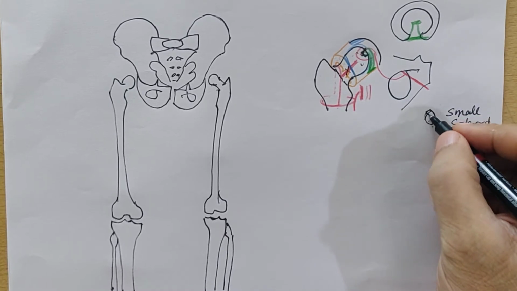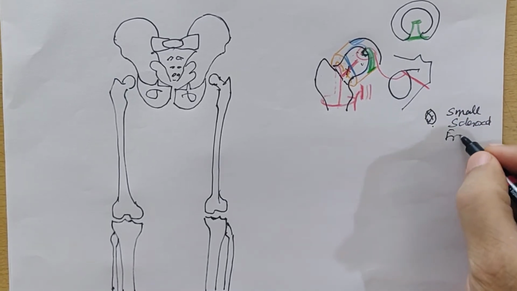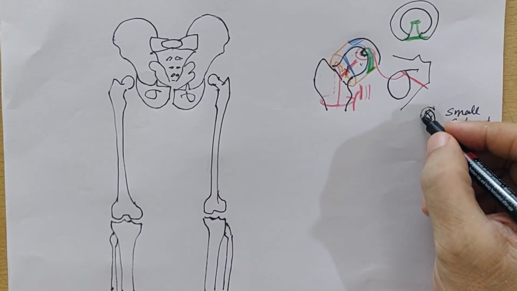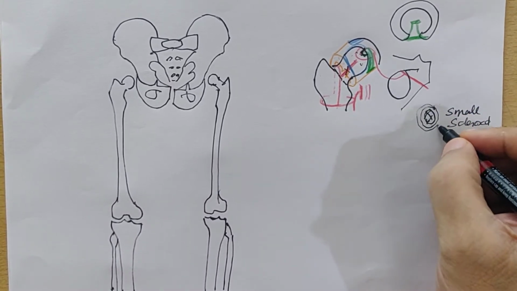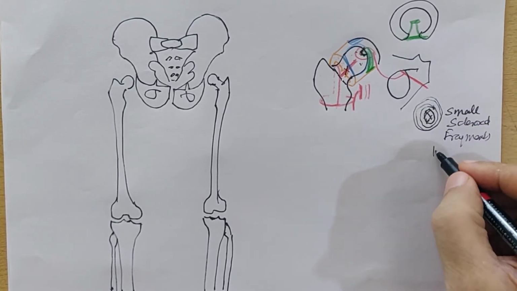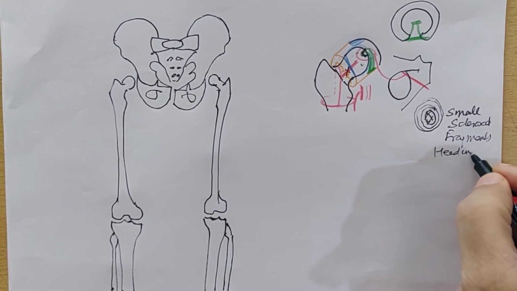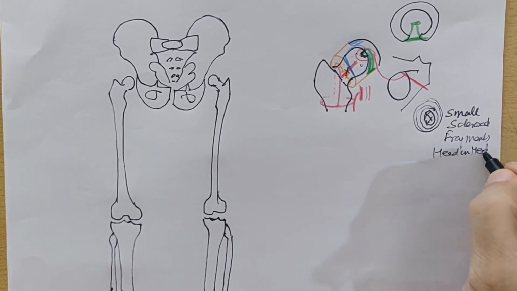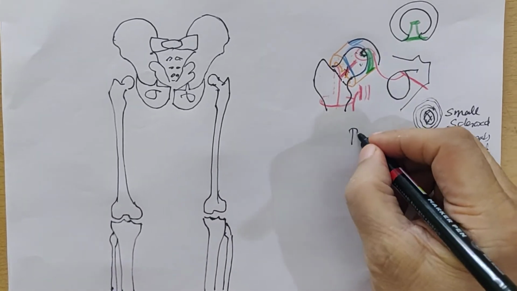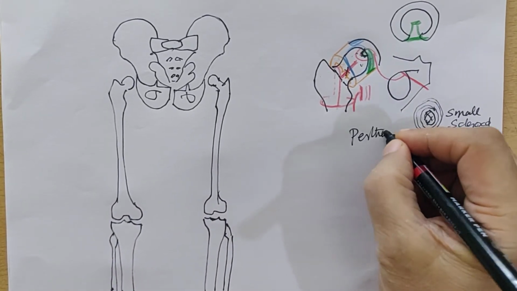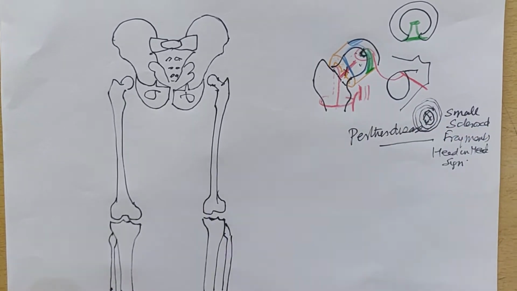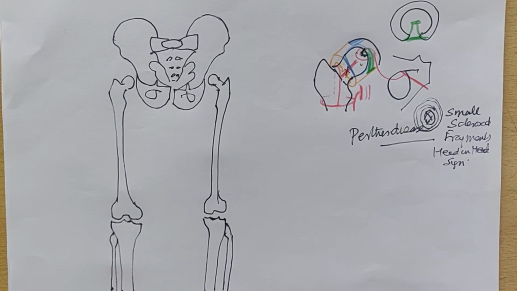Then it fragments, and then bone forms around it, so it starts reossifying, and this gives you the head in head sign. And this is the pathogenesis of Perthes disease. Very important from the orthopedic point of view.